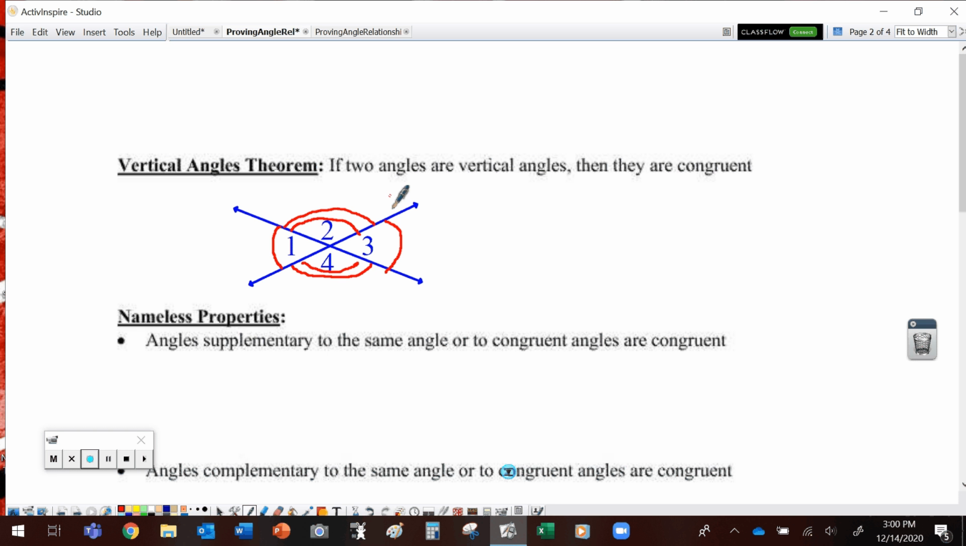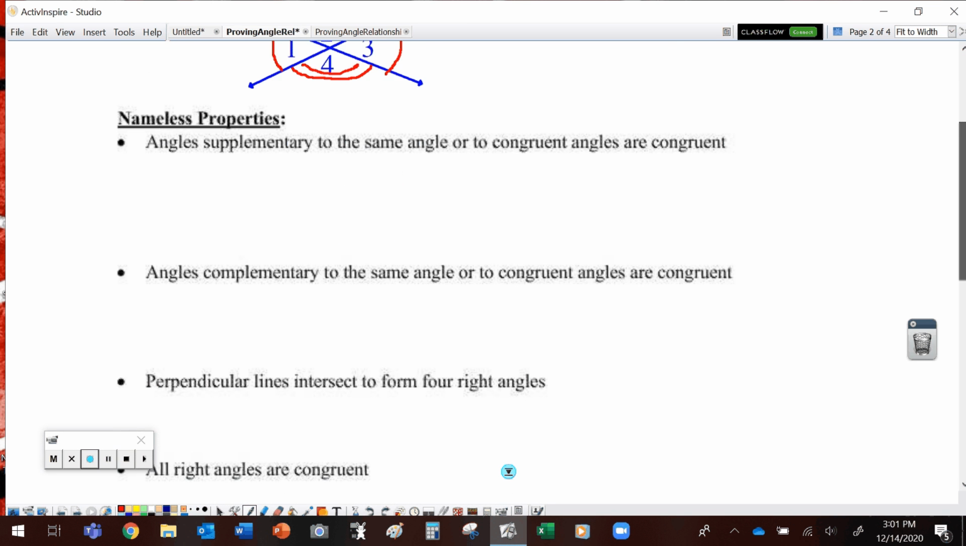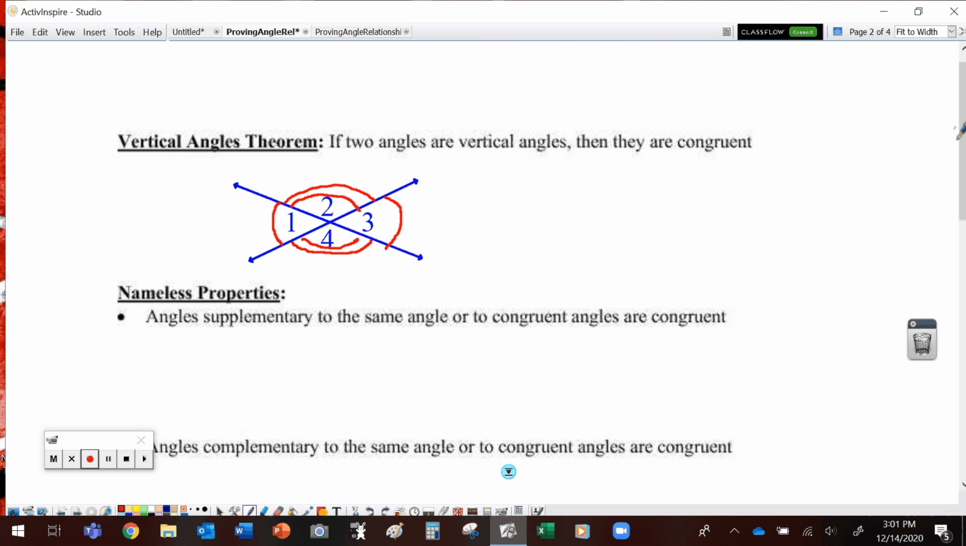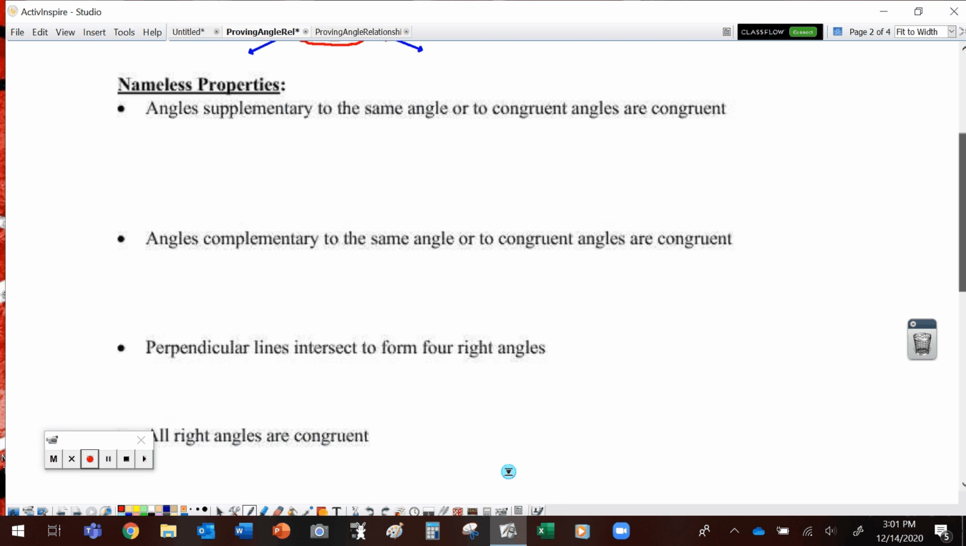Now, back when we were talking about congruent angles and linear pairs and supplementary and complementary earlier on in the year, we told you that vertical angles are always going to be congruent. Well, now we have a property that backs that up. Now down here we have what I'm calling the nameless properties. These properties don't have a name to associate with them like the vertical angles theorem, but these are properties that are going to be true.